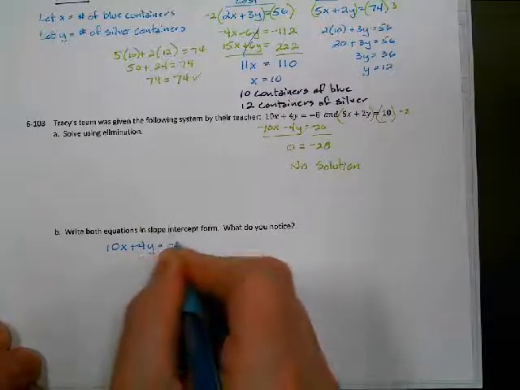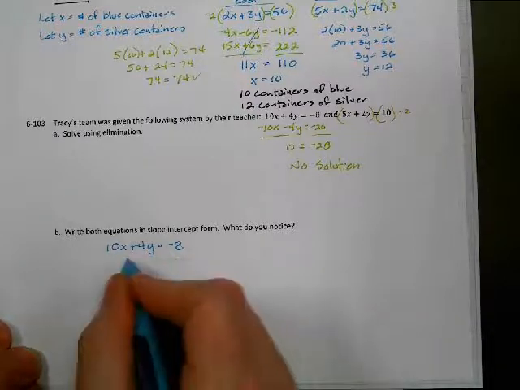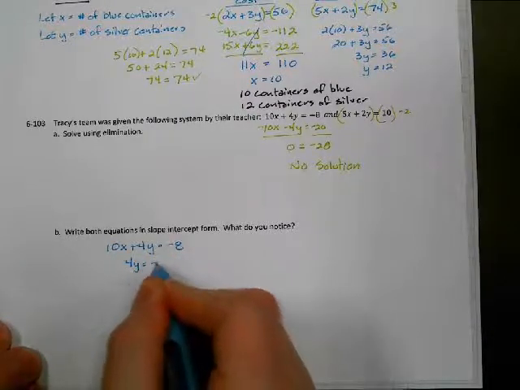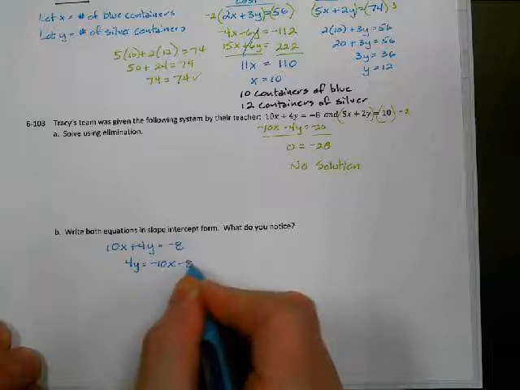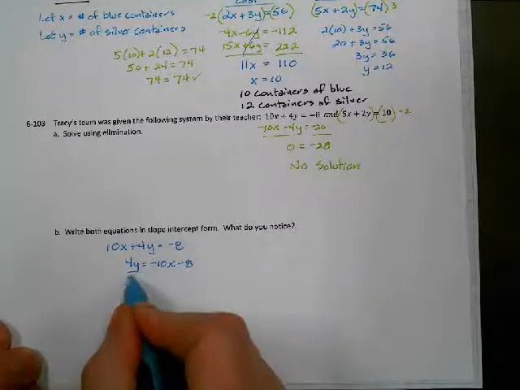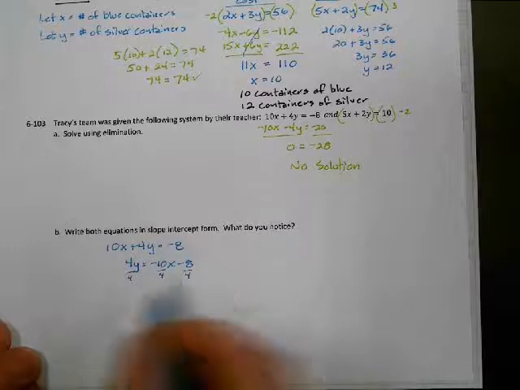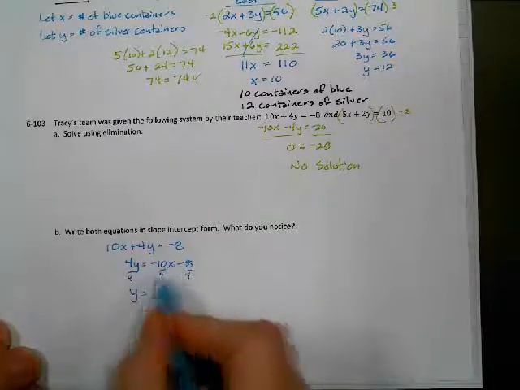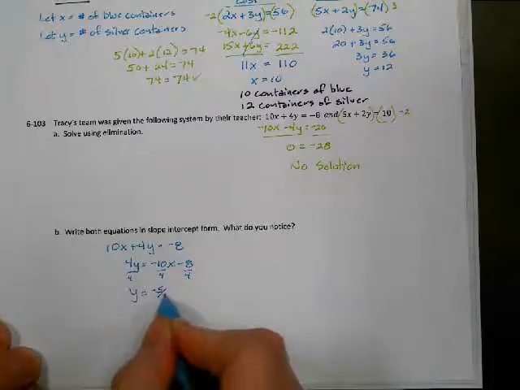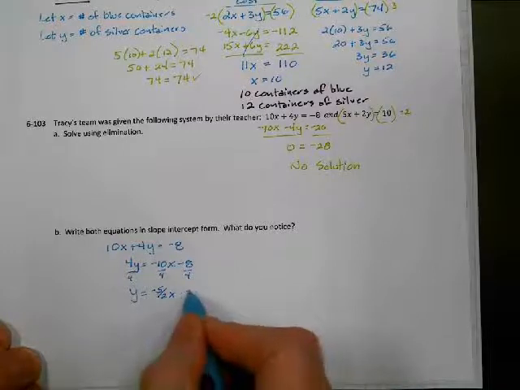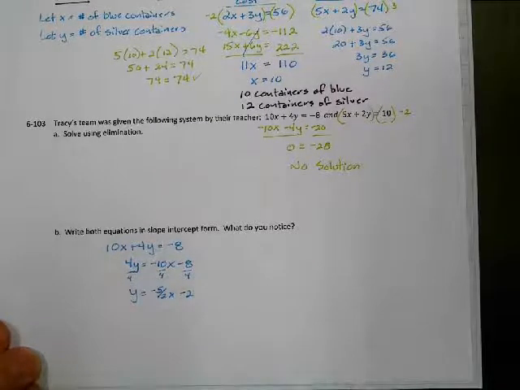So subtract 10x, and then divide everything by 4. So I get y equals, this can reduce, negative 5 halves x, and then minus 2. All right, that's the first equation in slope-intercept form. Let's do the second equation.